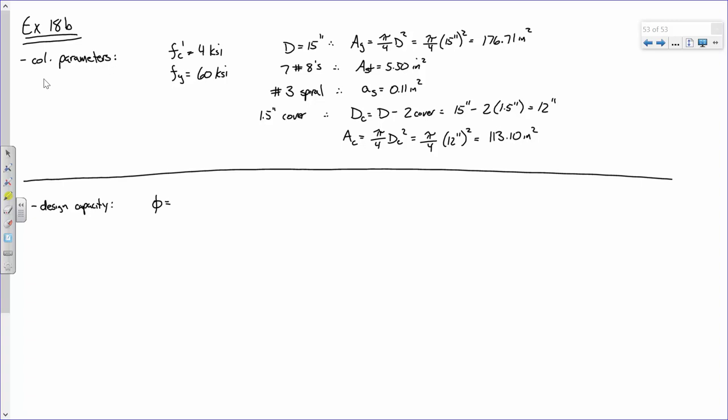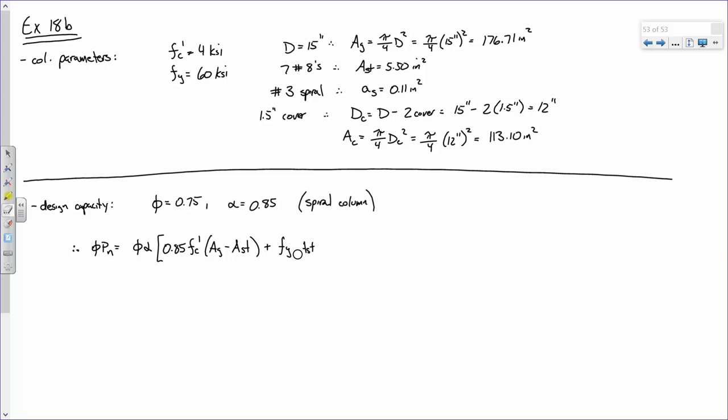So what is phi and what is alpha going to be? There we go. And this is for a spiral column. Therefore, phi Pn is phi times alpha times 0.85 FC prime times (AG minus AST) plus FY times AST. Actually, put that parentheses in.